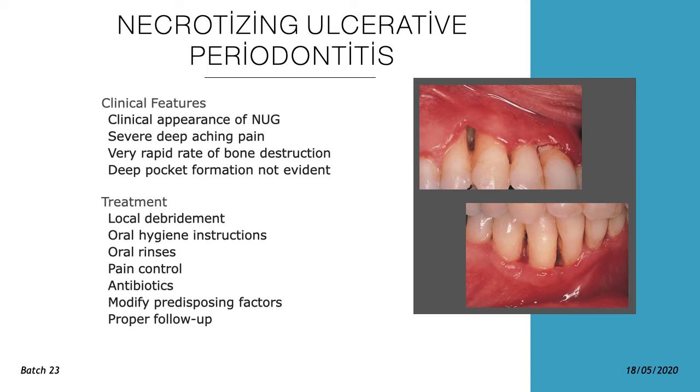Coming on to necrotizing ulcerative periodontitis, the clinical features are the same as NUG but with more extension. It is like the next level of necrotizing ulcerative gingivitis. If the necrotizing ulcerative gingivitis is not treated and left over, it moves on to necrotizing ulcerative periodontitis. If necrotizing ulcerative periodontitis is not treated, it keeps moving until the stage of noma, where it involves the cheek. The necrosis involves the cheeks.